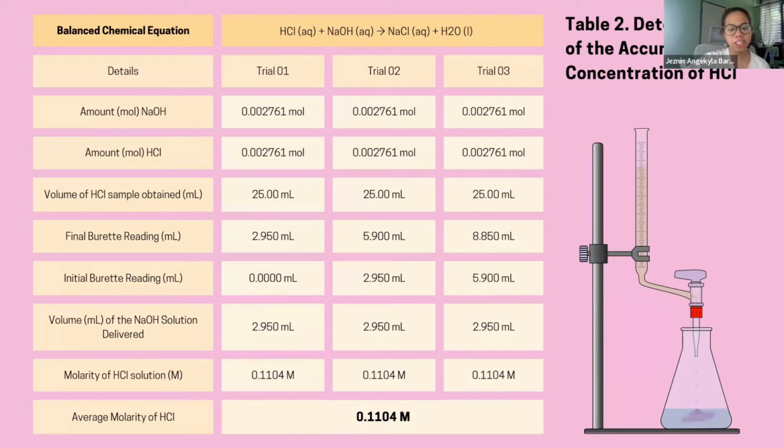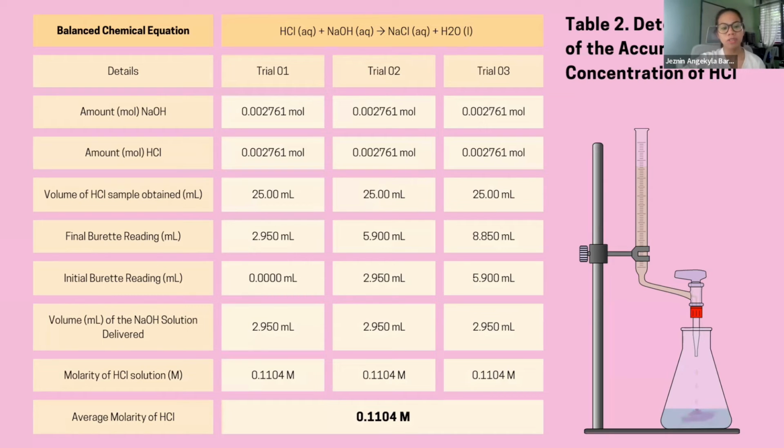Once the second titration was complete, calculations were done to determine the concentration of HCl. Given the equation hydrochloric acid plus sodium hydroxide produces sodium chloride plus water, the molar ratio of NaOH and HCl is 1:1. Hence, the amount of NaOH in moles must first be calculated to get the amount of HCl.